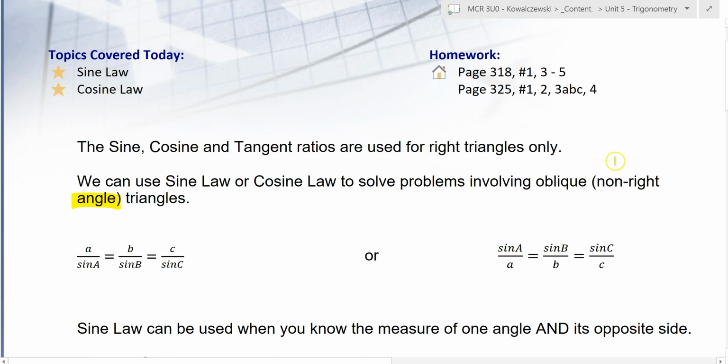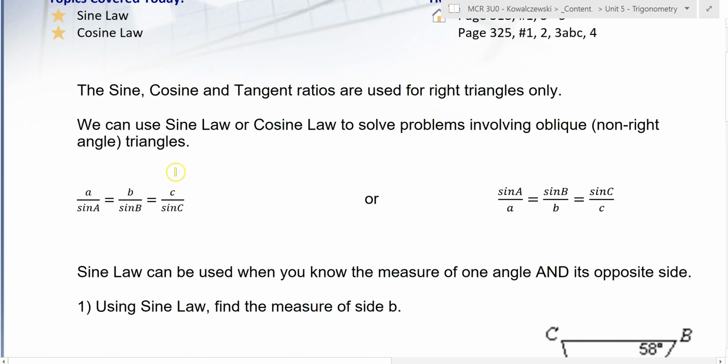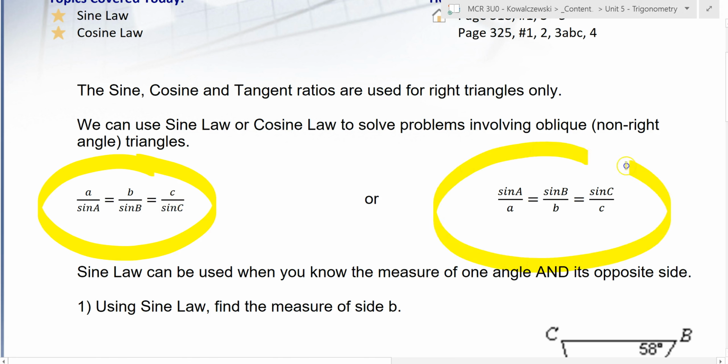Starting off with sine law, there are two ways the sine law equation can look. It can look like this: side A divided by sine of angle A equals side B divided by sine of angle B equals side C divided by sine of angle C. Or the whole thing can be flipped upside down. Both of these equations will work.